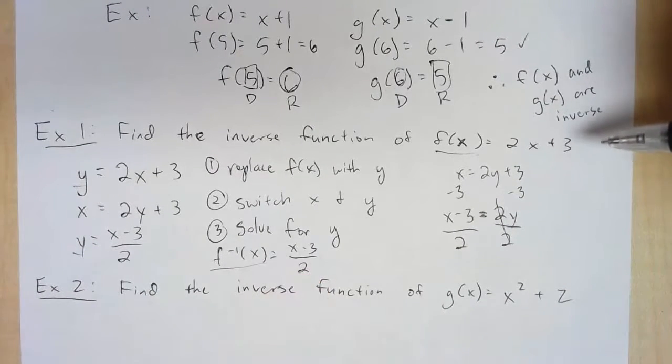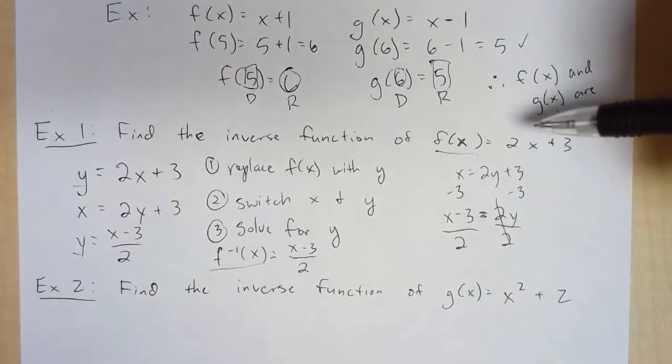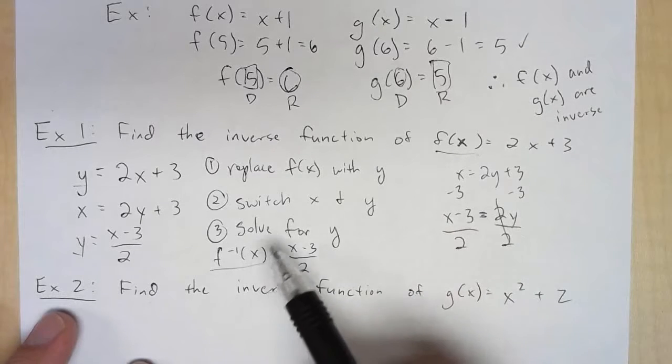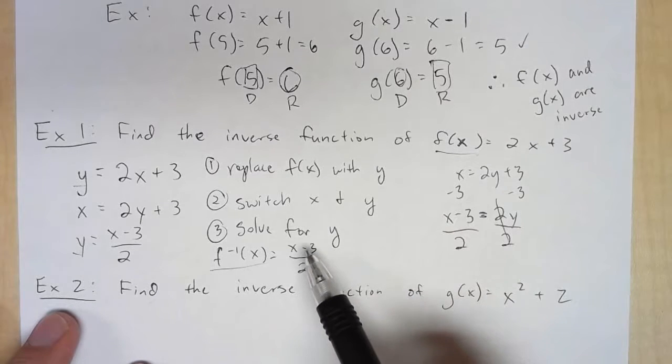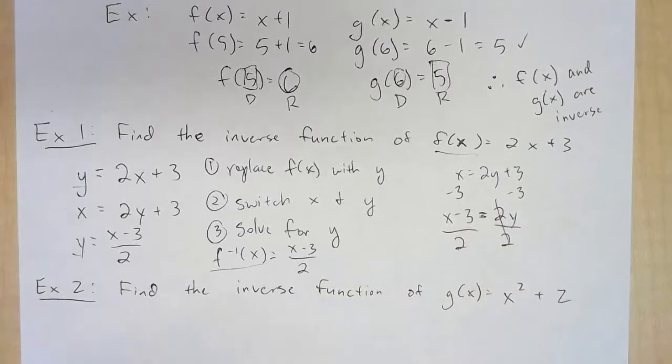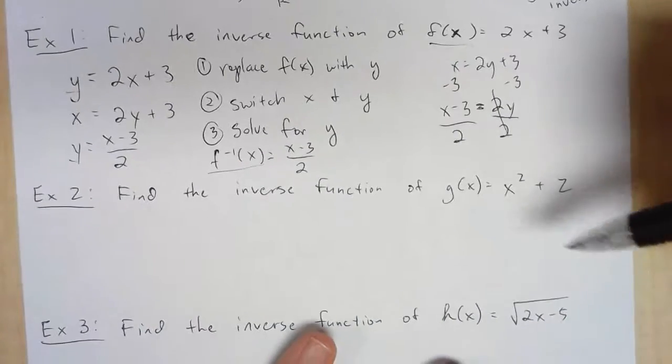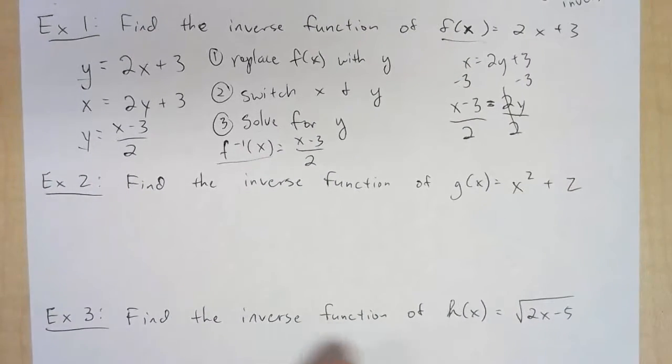And if you were to put a number in, so let's just pick 2. 2 times 2 is 4, plus 3 is 7. And if we put in 7 down here, 7 minus 3 is 4, divided by 2 is 2. So our inputs are outputs, and our outputs are inputs. Woohoo! They're inverses. Okay. Find the inverse function of g of x is equal to x squared plus 2.